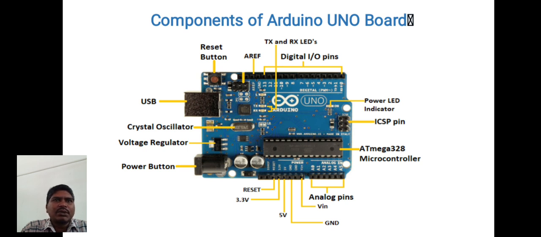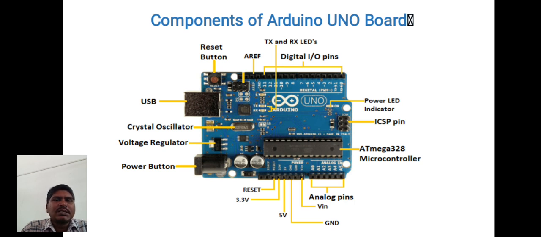transmit and receive LEDs. The successful flow of data is normally represented by the lighting of these LEDs. If the data is received, then the corresponding receive LED is on. Similarly, if you transmit data from this board, then the transmit LED will be on. The next one is AREF, that means analog reference. The analog reference pin is used to feed a reference voltage to the Arduino board from the external power supply.